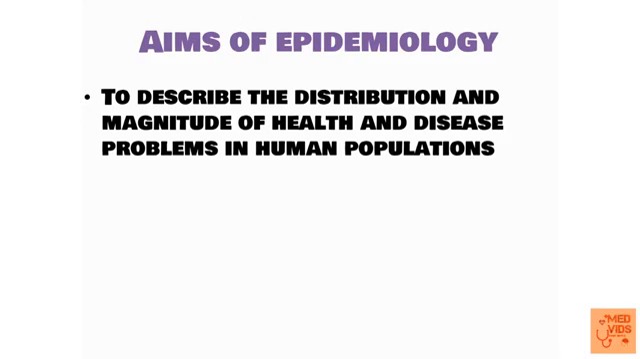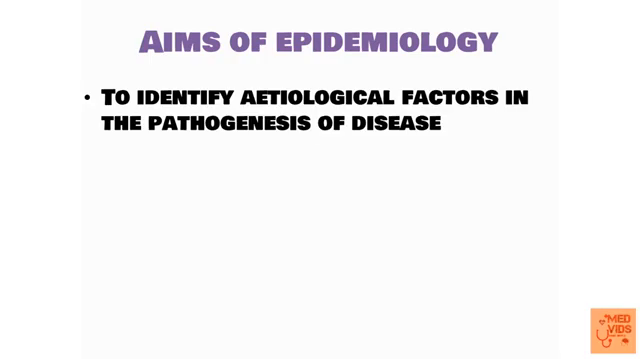So it will give us an idea about the health of that particular population. The second most important aim of epidemiology is to identify etiological factors in the pathogenesis of disease. By identifying the etiological factors, we'll be able to prevent or reduce the etiological factors in that community. By doing so, we'll be able to control the disease caused by those etiological factors in that community.